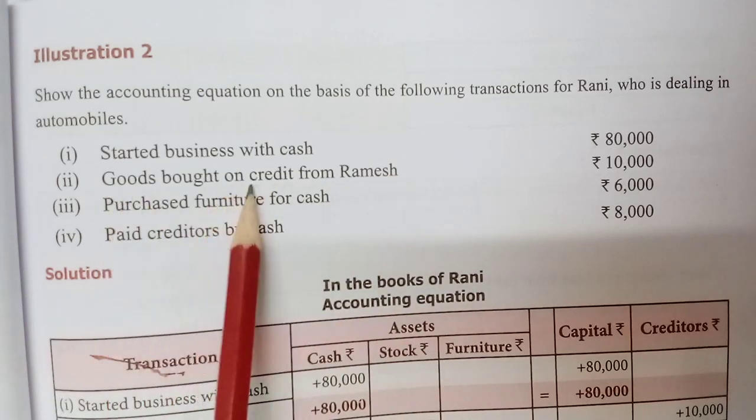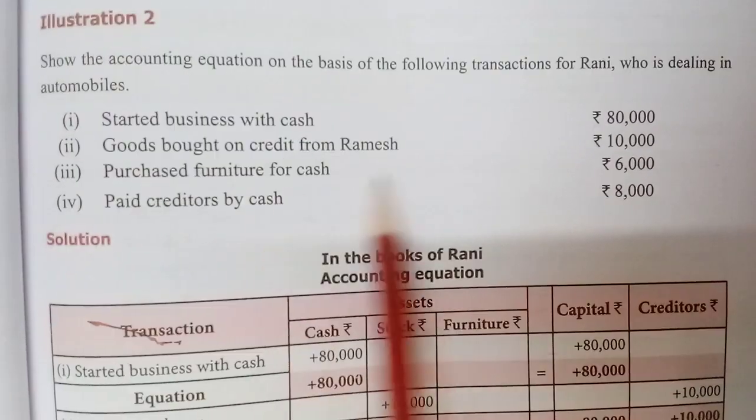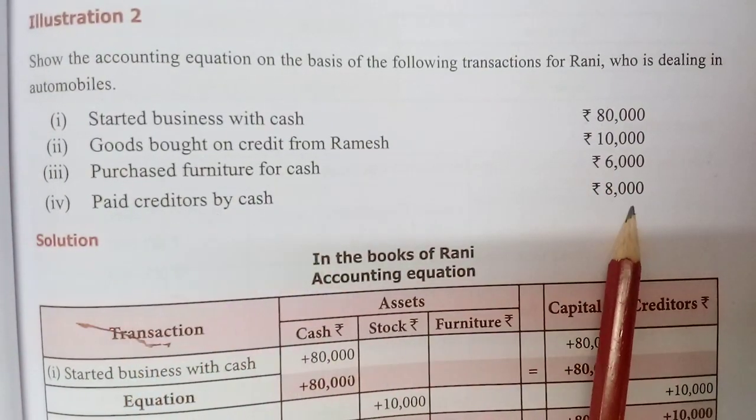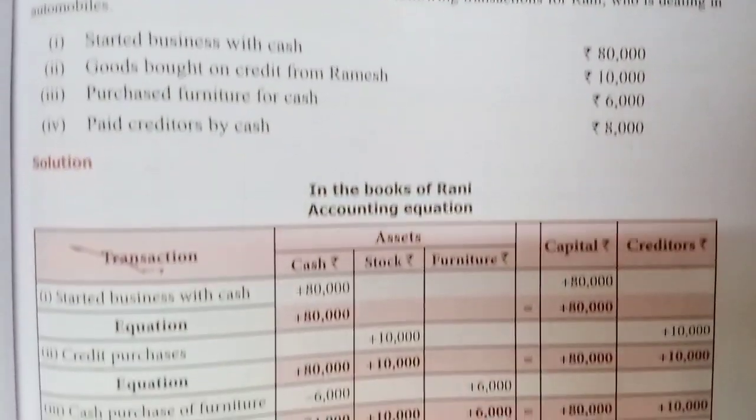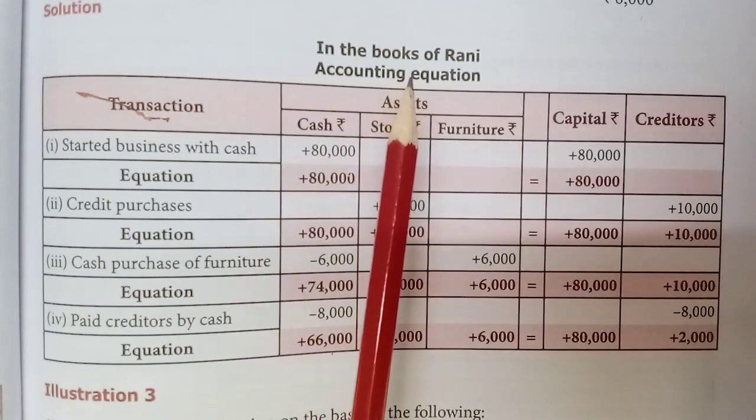Then goods bought on credit from Ramesh 10,000. Purchased furniture for cash 6,000. Paid creditors by cash 8,000. Now this is the model of accounting equation. Can you see? Accounting equation.